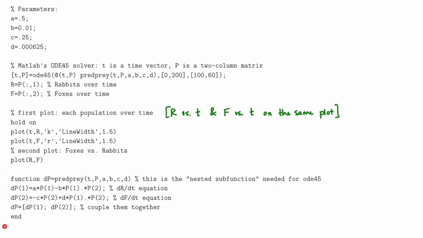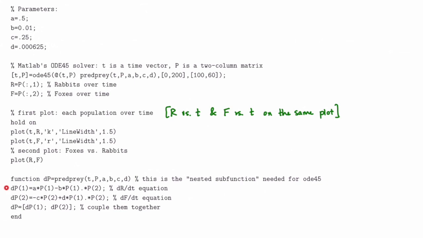Down here at the bottom, we'll make a little adjustment to this later, but in general, I don't want you to worry too much about this. This is called a nested subfunction, and what it's doing is setting up this ODE45 command to run. So the output we get from this function, what I'm calling dp here, is encoding both r prime and f prime. Had to give that function a name and feed into it pieces of information.